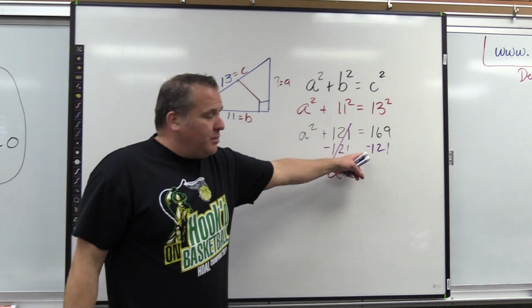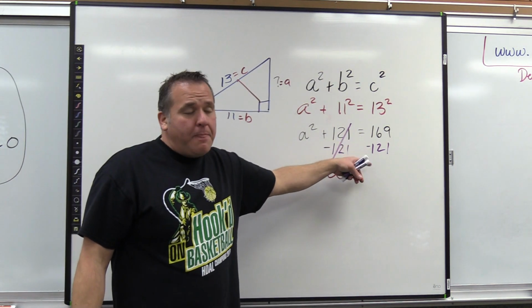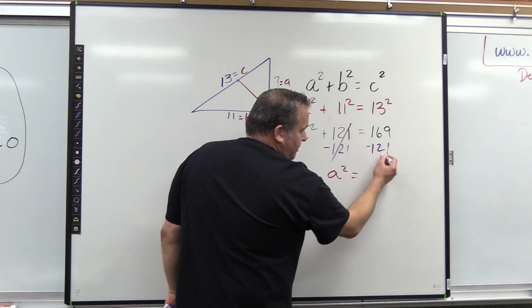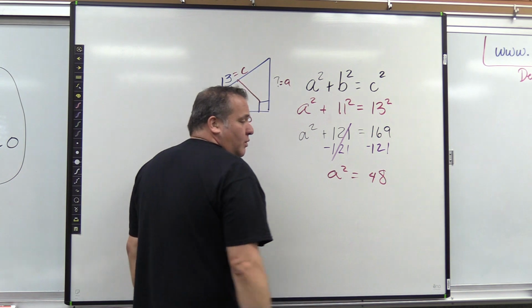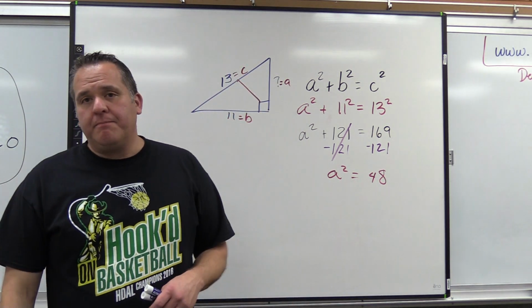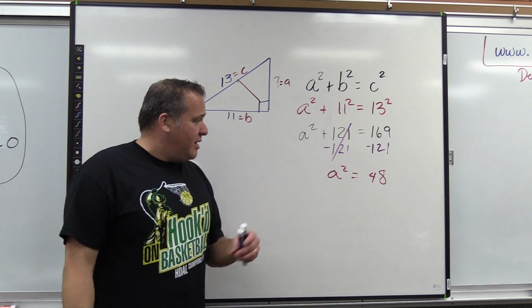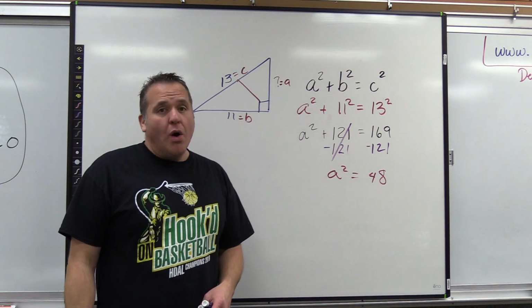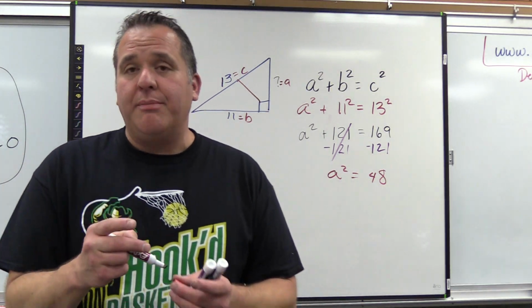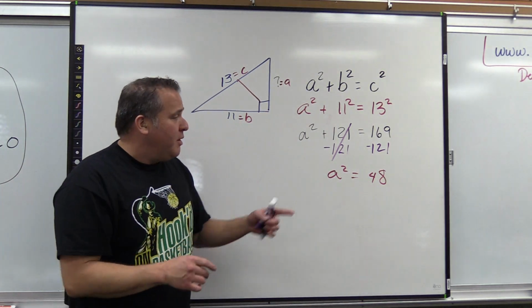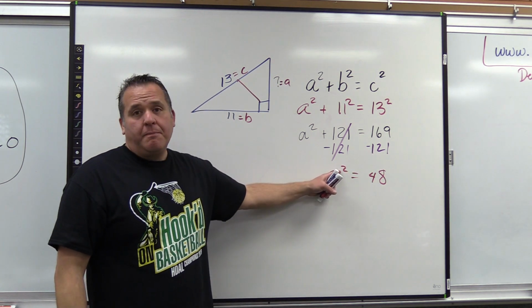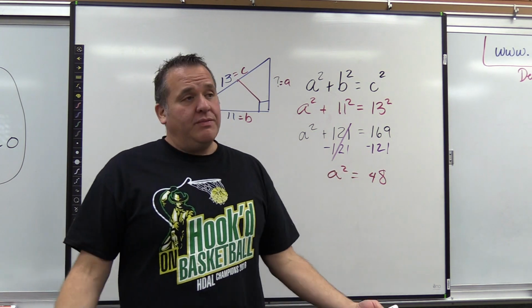On the right, we do some subtraction because those signs are different. We get 169 minus 121: 9 minus 1 is 8, 6 minus 2 is 4, and the ones are 0. So A squared equals 48. Was that our answer? No, because A needs to be by itself. I said it's a two-step operation. The first step was adding the opposite. The second step is getting rid of the square. Now how do we get rid of the square? Anybody remember?